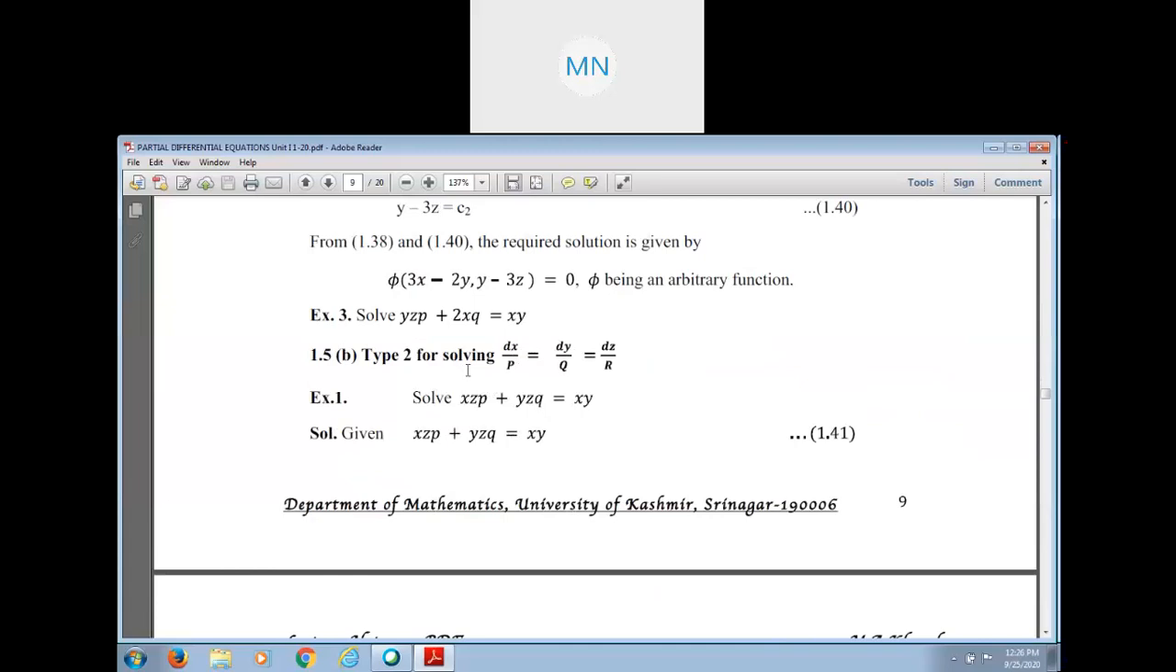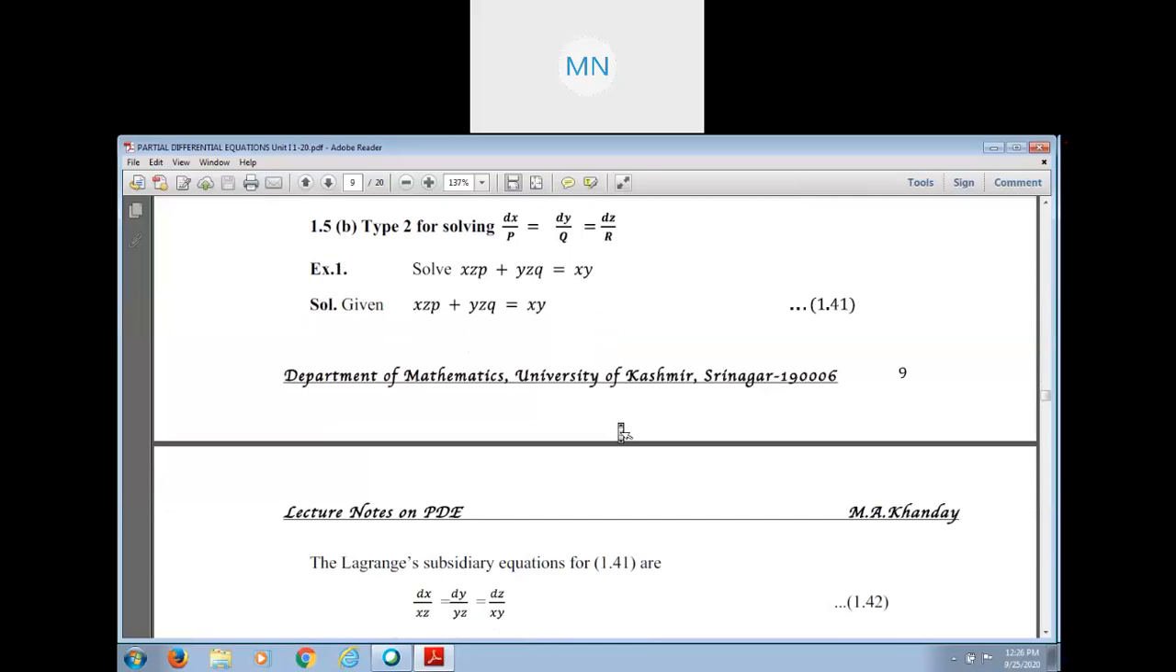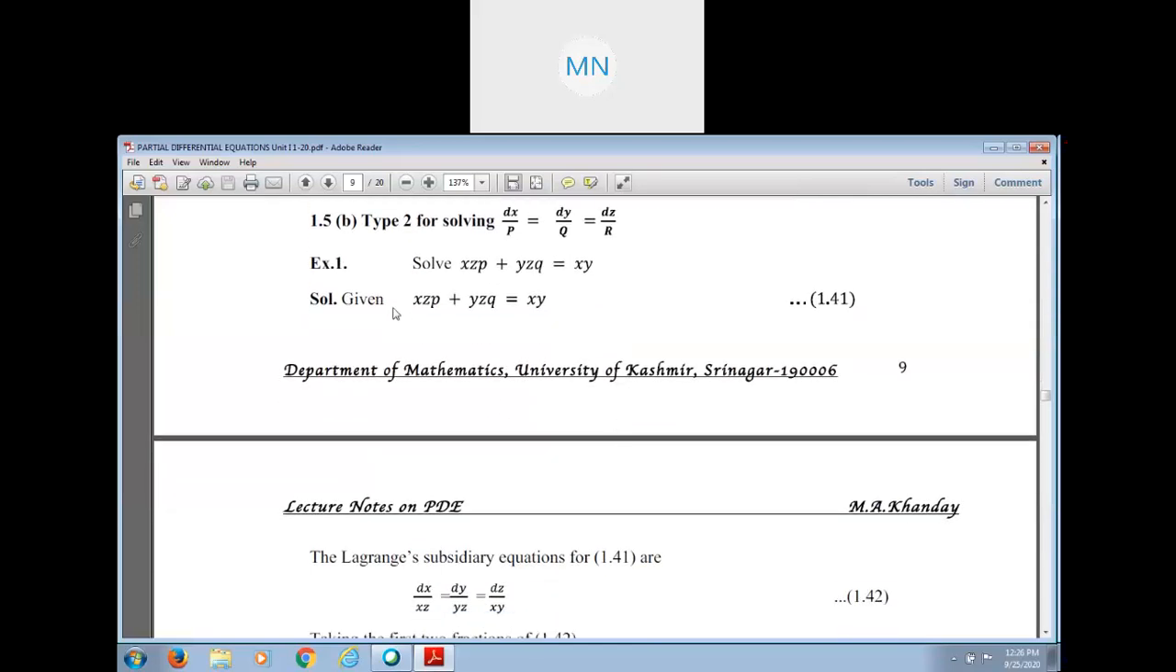But here, see the second type of equation. For solving type 2, the auxiliary equation is this one. For all types of equation, the auxiliary equation is dx by p equals dy by q equals dz by r. But in some cases R is constant. In the previous two examples, R is 1. But here, R is the product of two functions, x and y. Understand?